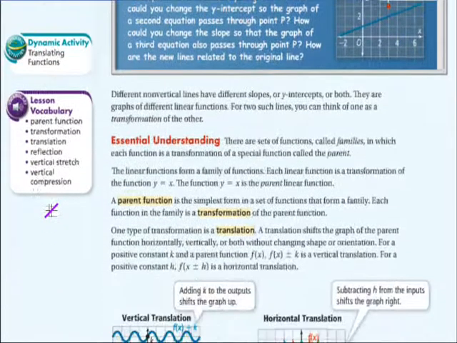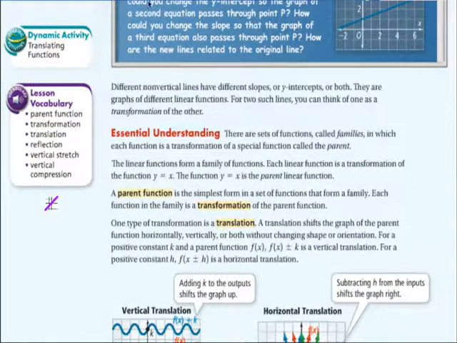What we need to understand here is there are a couple things. We're going to talk about transformations. It's the same idea of transformations that you do from geometry, except instead of moving shapes or triangles or things like that, we're going to work with graphs and functions. We're going to start with the parent function, this idea of a parent linear function. It's the simplest form in a set of functions that form a family.